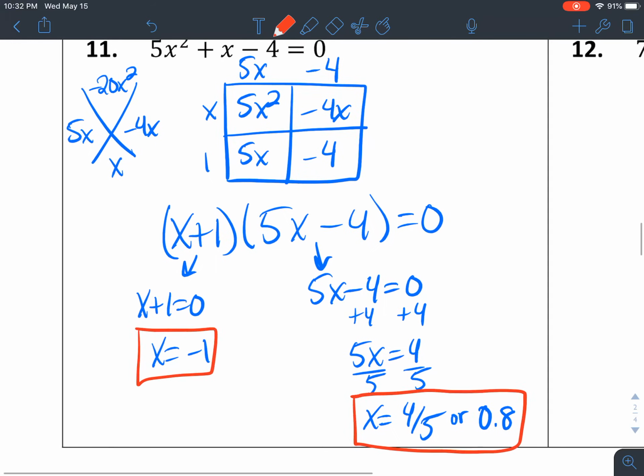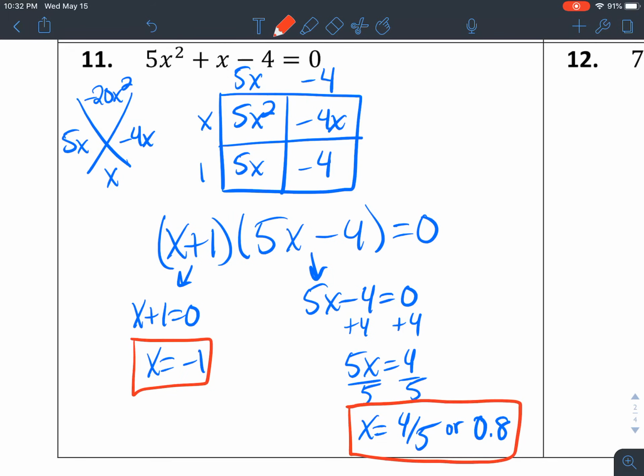So if you didn't trust yourself for box factoring, if you were not a fan of box factoring in the first place, you would just go ahead and default to quadratic formula. Here your A would be 5, your B would be 1, and then your C would be -4.